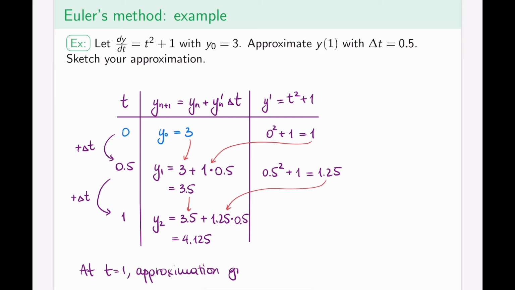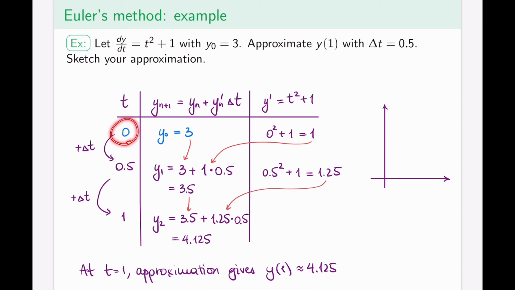Approximation gives that y of 1 is approximately 4.125. Now the problem also asks to sketch the approximation, and the sketch would normally help us at least get some idea of whether this is an underestimate or an overestimate. Now this will not always be accurate, but it is an educated guess. So let's sketch what we have computed.